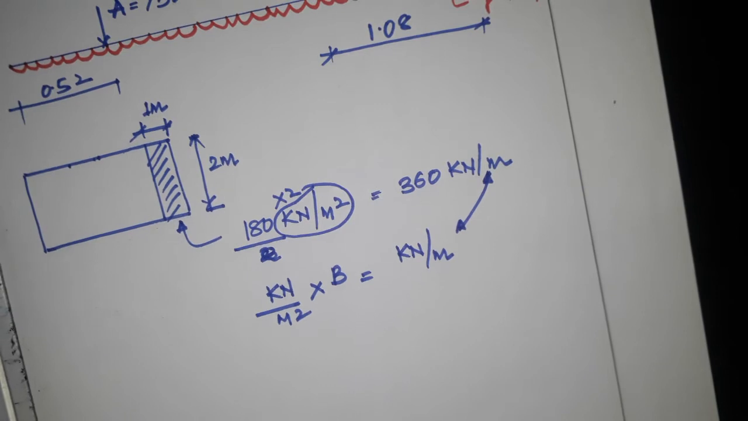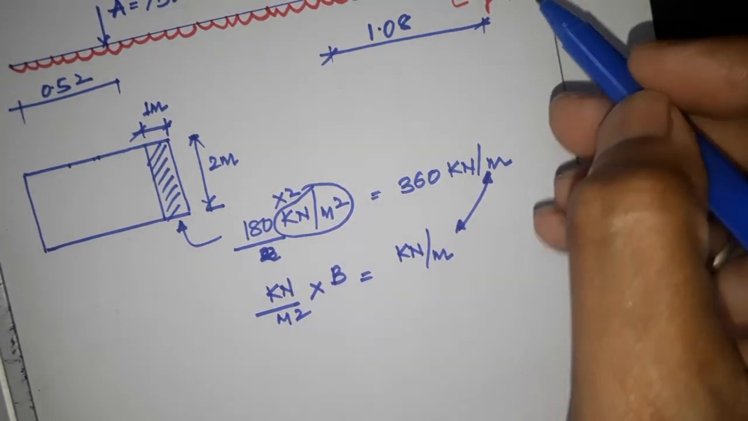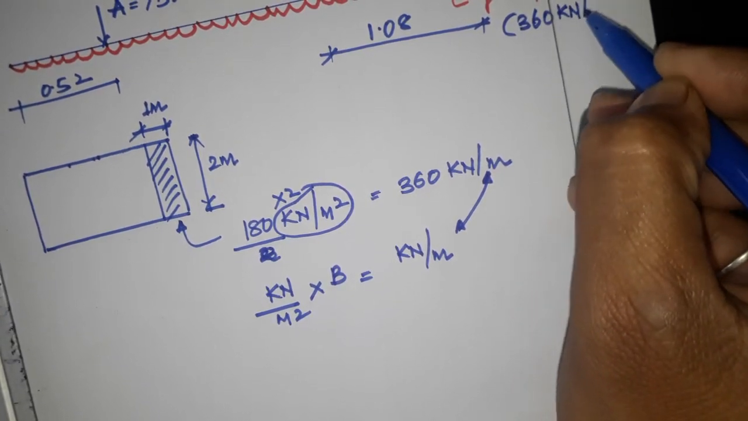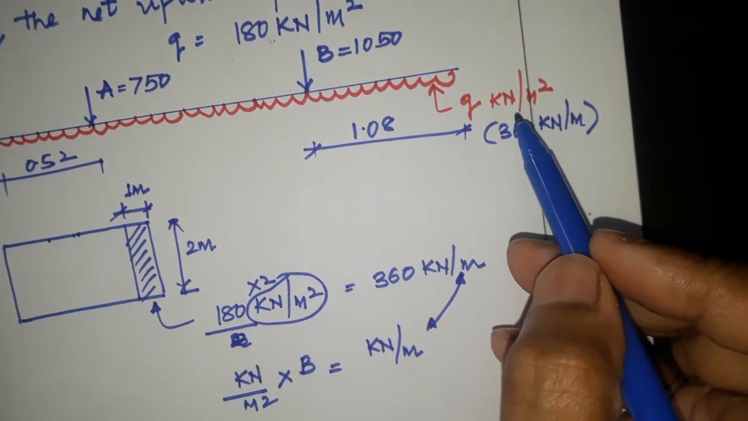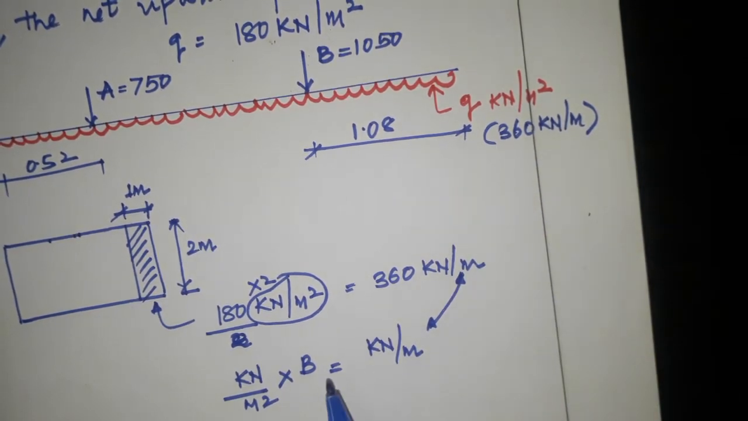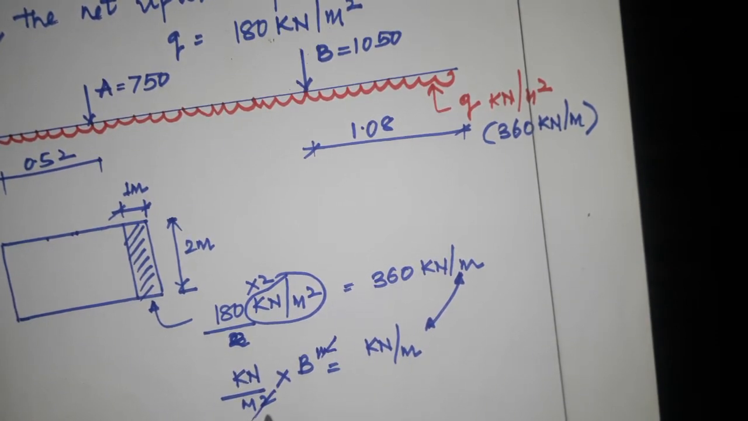So we got the load below the footing, the pressure acting as a UDL, that is 360 kilonewton per meter. The upward load Q we got as 360 kilonewton per meter. Earlier Q was 180 kilonewton per meter square. When you multiply by B, which is in meter, the meter square and meter give kilonewton per meter. So that is 360 kilonewton per meter.